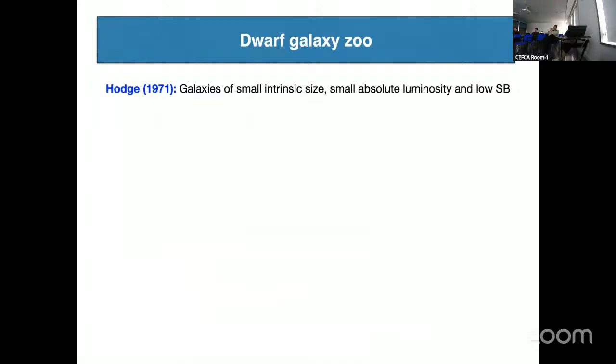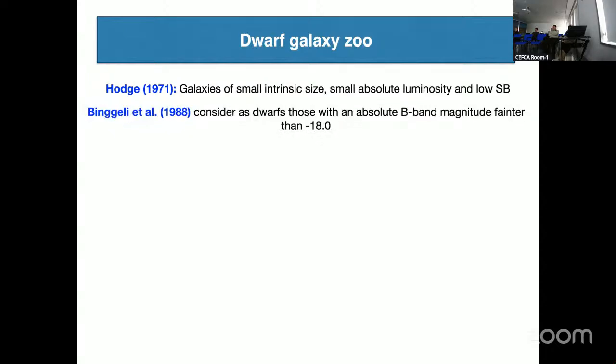One of the kinds of galaxies that can be affected by the environment are the dwarf galaxies. First of all, what is a dwarf galaxy? There are many definitions across history. Hodge in the 70s said that these galaxies are small, of course, with a small absolute luminosity and low surface brightness. Then Binggeli in the 80s produced a better, more quantitative definition, and they considered that the dwarf galaxies are those with absolute magnitude in V-band fainter than -18.